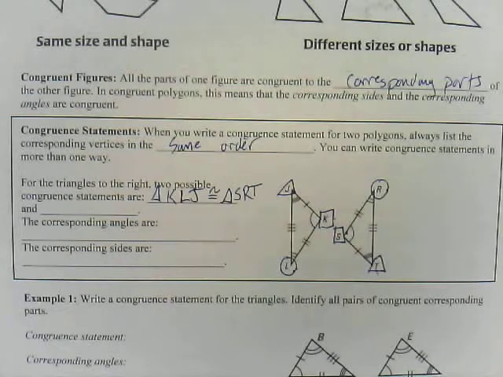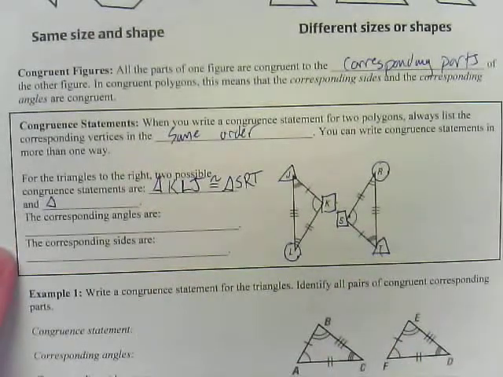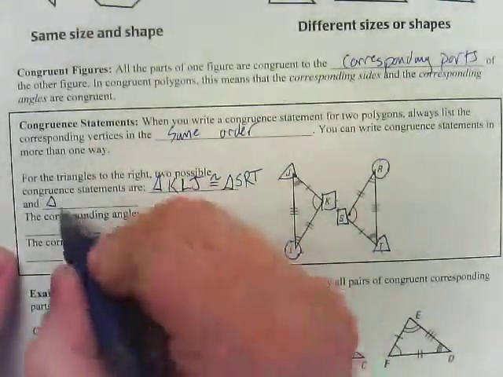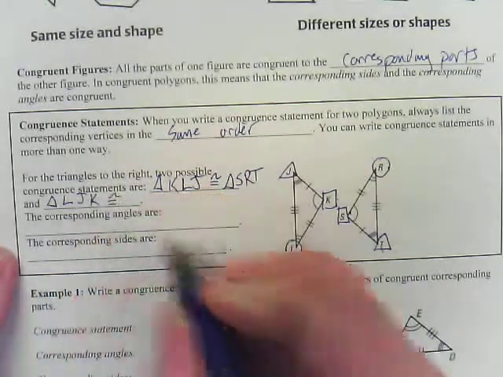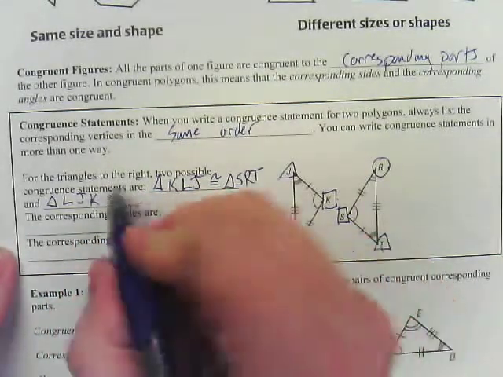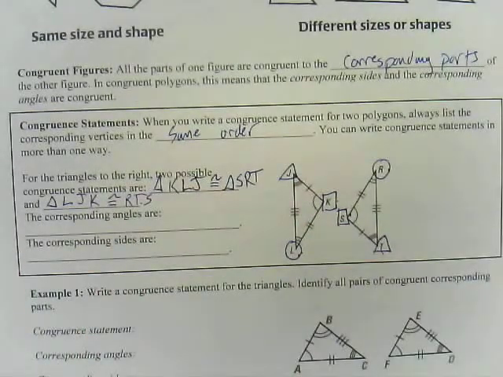And we could do this in any order as long as we're consistent with ourselves. So I wouldn't have to do KLJ and then SRT. I could do, say, LJK, but then I'd have to do the same thing over here, so I'd have to do RTS then. As long as both sides of the congruent statement are listed in the same order in terms of which corresponding pieces are which, then you're okay. So as long as you're consistent with yourself, it doesn't really matter what order you do it in.